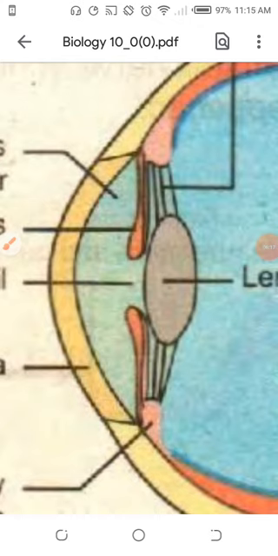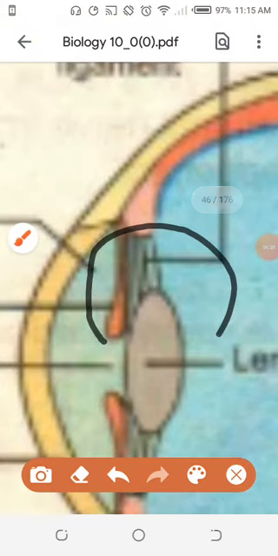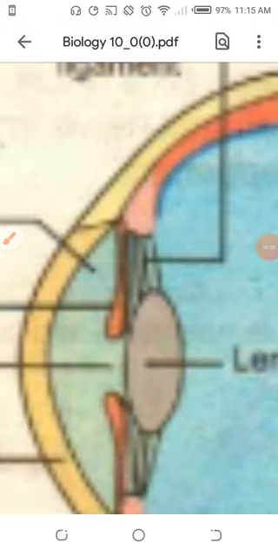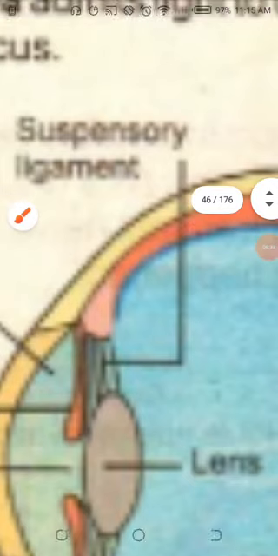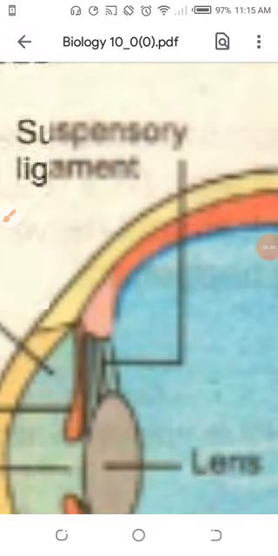The muscle function is only one: they will contract and relax. During contraction and relaxation, they can make the biconvex lens more round, meaning more biconvex, or less biconvex, meaning less round. So it will allow the light rays to enter. And how will it happen?